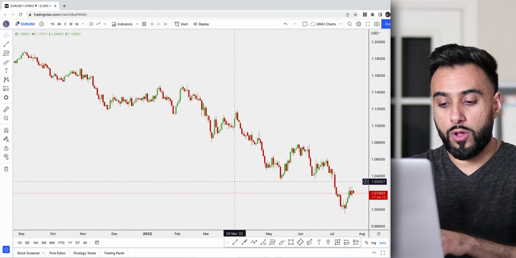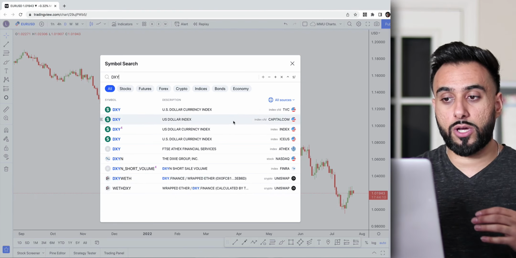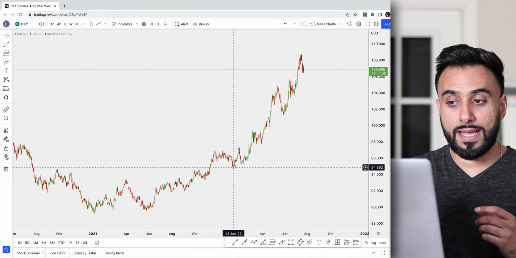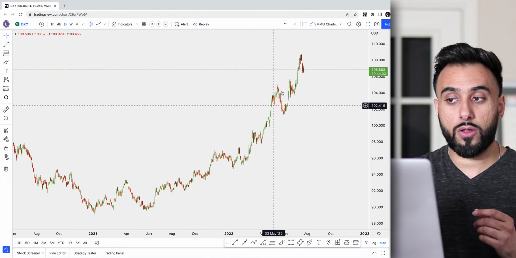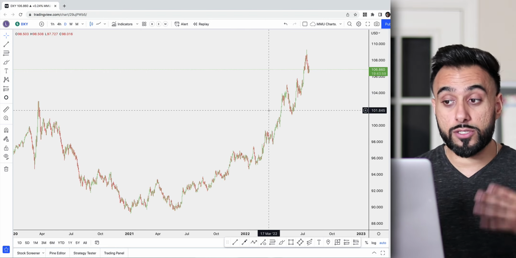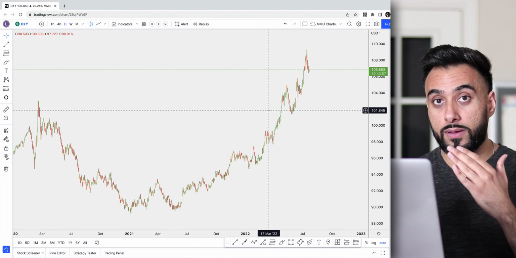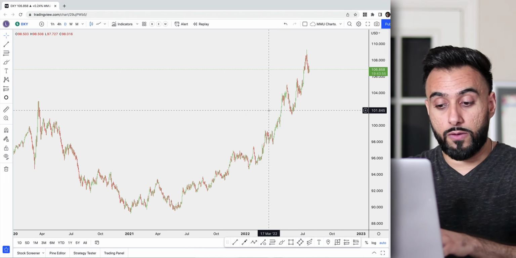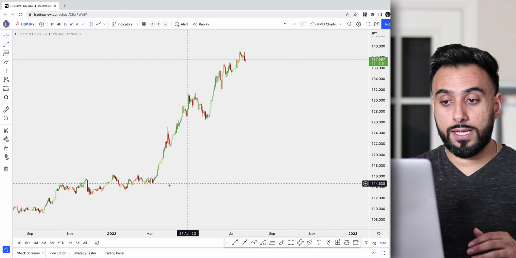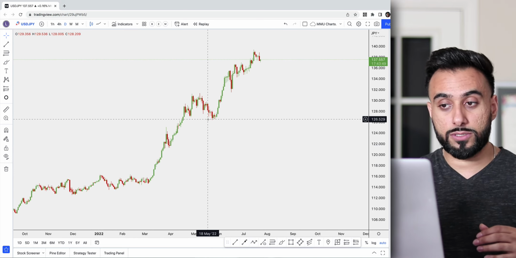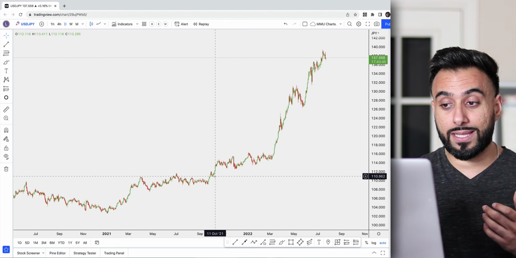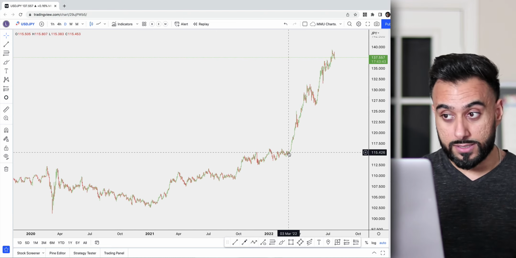Let me give you an example. Let's look at the DXY, which is the US dollar currency index. The value of the US dollar isn't going up just for fun. It's not going up just because of technicals. There's a reason why this value is going up. So let's look at an actual chart itself, USD JPY. This currency pair isn't going up just based on technicals. It isn't going up just to go up. There's a reason why it has dramatically, in the past few months, completely shot up.